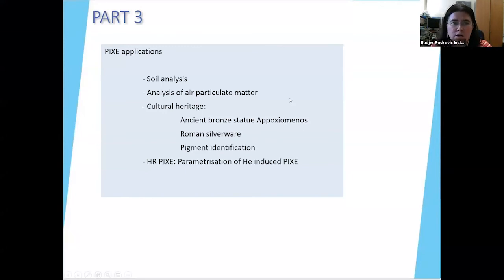Okay, so in this last part, I will show you several examples. I will have one example regarding the soil analysis and a similar procedure for the analysis of air particulate matter. And then three examples of the analysis in the samples from cultural heritage. And finally, just a brief example of a high resolution PIXE experiment.